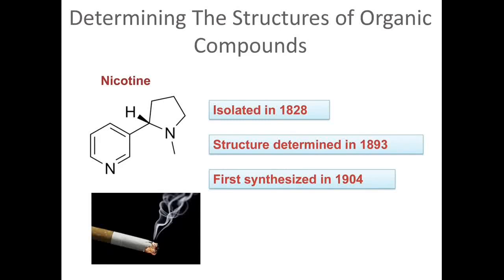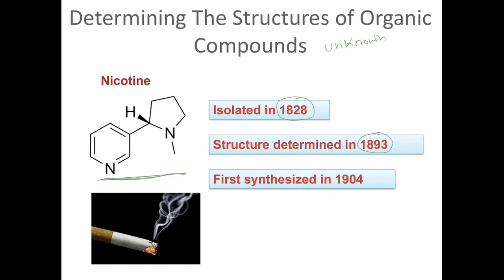Hello, in this video we are going to learn how to predict the structures of unknown organic compounds. For example, let us look at the structure of nicotine over here. This compound is obtained from a tobacco plant. It was first isolated in the year 1828, but the structure was not determined until 1893. That is about a century later.